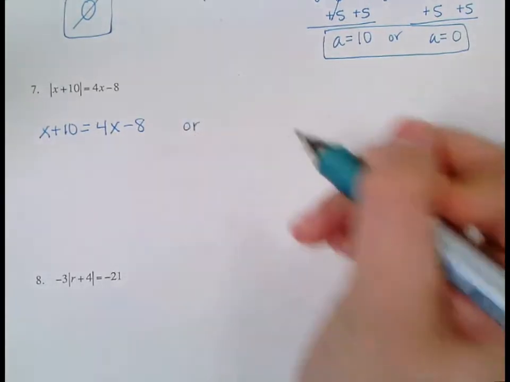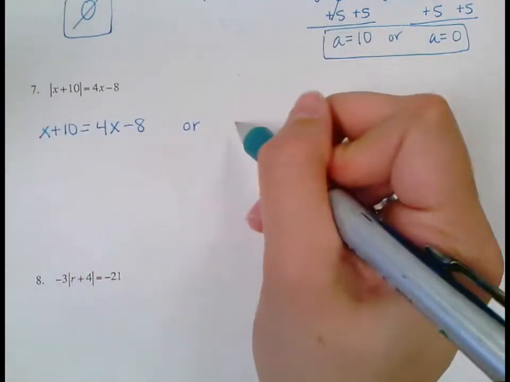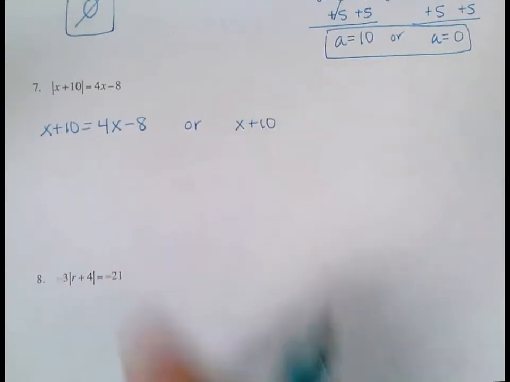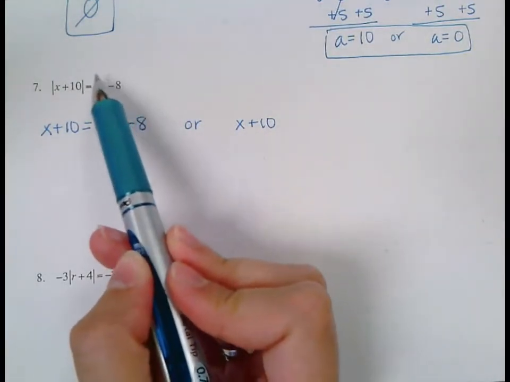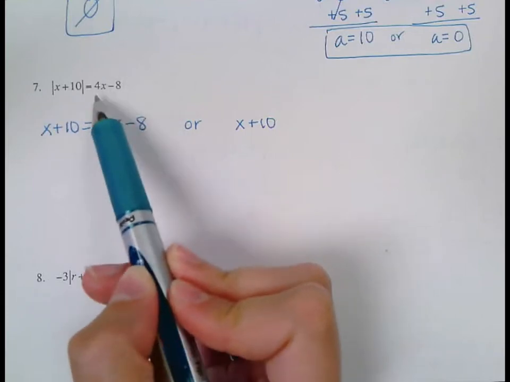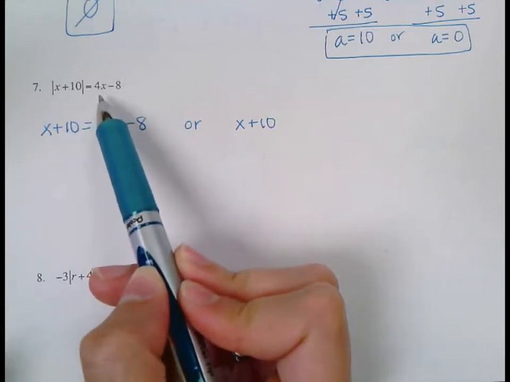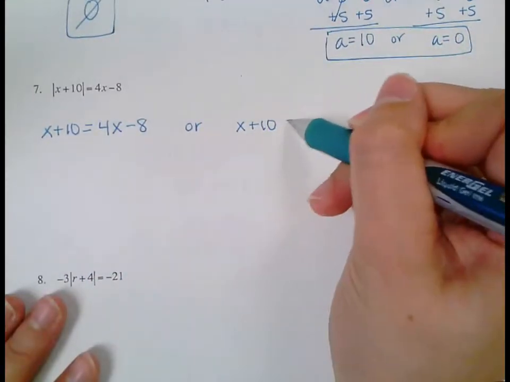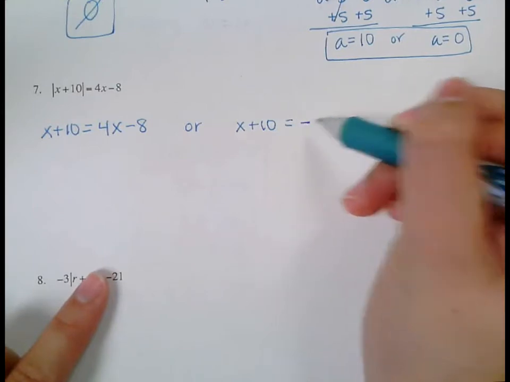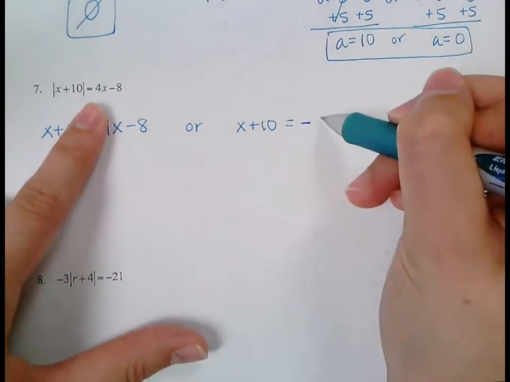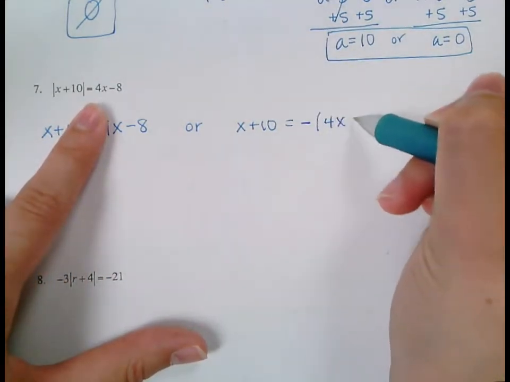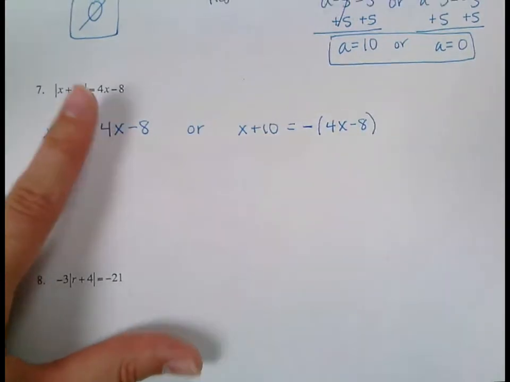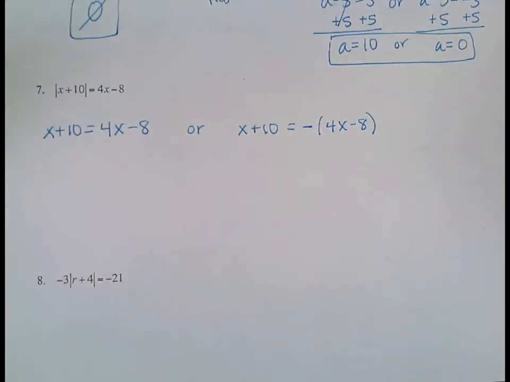The second case then, I still keep the x plus 10, but it's the negative case, or the opposite case, so I need to take the opposite of the entire right side. So there's two ways you could write that. You could write it as I'm taking the opposite, or negative, and then in parentheses, put 4x minus 8. So I'm taking the opposite of that whole side.